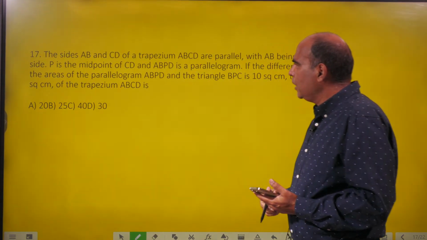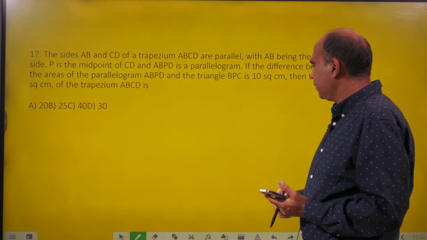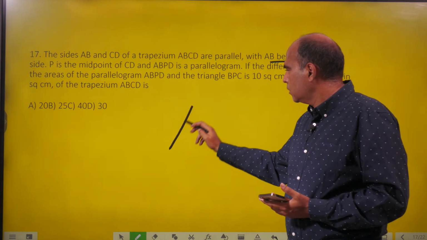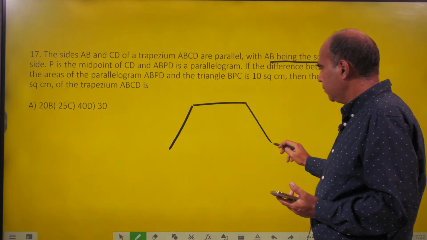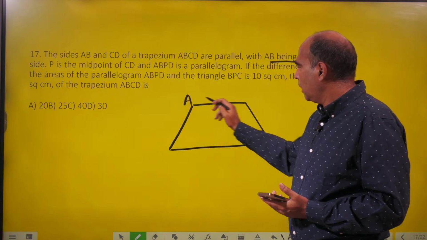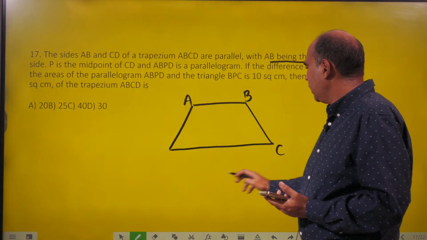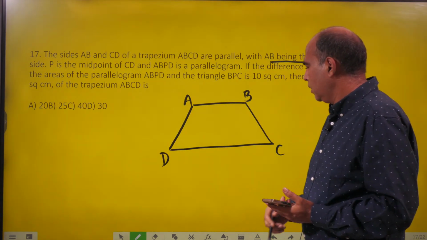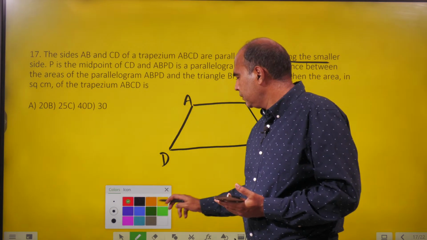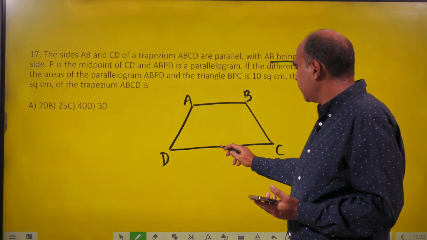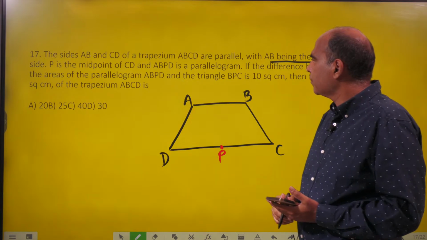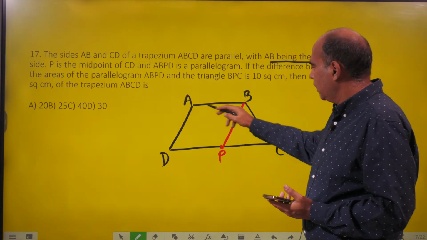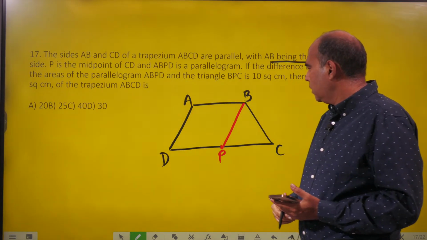The sides AB and CD of a trapezium ABCD are parallel, with AB being the smaller side. So let's make a trapezium. AB, CD, with AB being the smaller side. P is the midpoint of CD. And ABPD is a parallelogram.